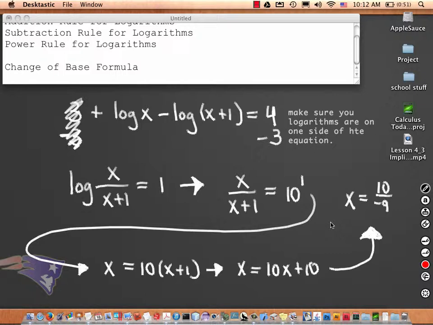Now, in order for this to be a solution, I'd have to plug this back in to the original equation and see if it works. Well, just a second. I don't want you to miss this part right here. Okay. Let's take 10 over negative 9, plug it back in here. Is there a problem if I replace x with 10 over negative 9? There is a problem. What is the problem? The argument cannot be negative.